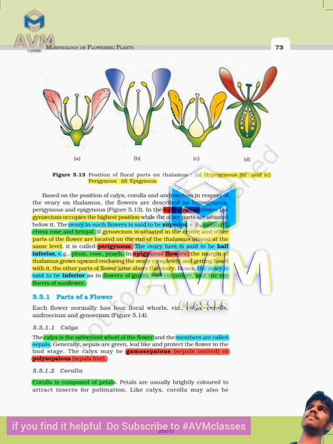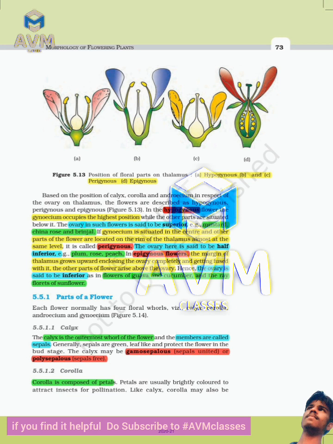Based on the position of calyx, corolla and androecium in respect of the ovary on thalamus, the flowers are described as hypogynous, perigynous and epigynous. In the hypogynous flower, the gynoecium occupies the highest position while the other parts are situated below it. The ovary in such flowers is said to be superior, that is mustard, china rose and brinjal.